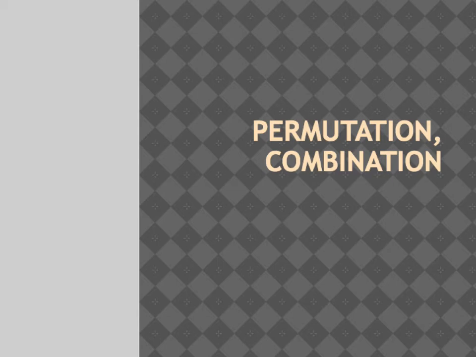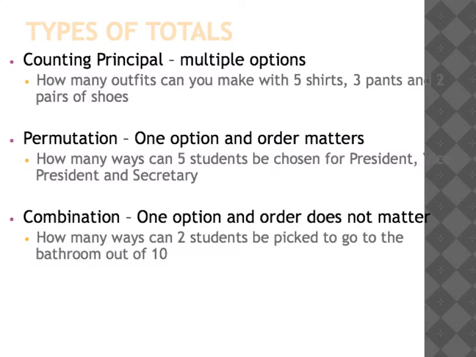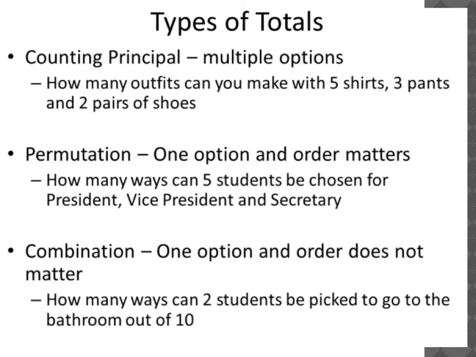Our first lesson for chapter 11 is talking about permutations, combinations, and just different ways we find totals. Make sure to write this down. Write all of this down. I will be looking for this in your notes.